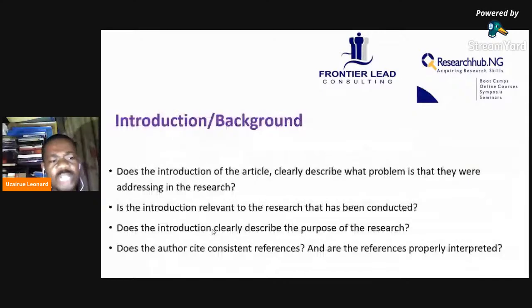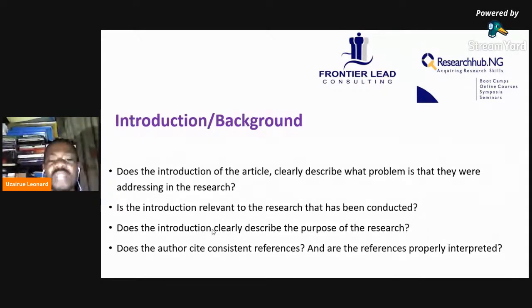Now, the next one is your background. The background or introduction of your study: the question you always ask when you are reading an article, for example, an article that is talking about COVID, and then you see that it jumped from COVID to talking about HIV. Does the introduction of this article clearly describe what problem they were addressing in this research? Your statement of problem must actually reflect in your introduction, because that is what is going to give your readers or your audience the interest. They are going to activate or captivate their interest to actually read more.